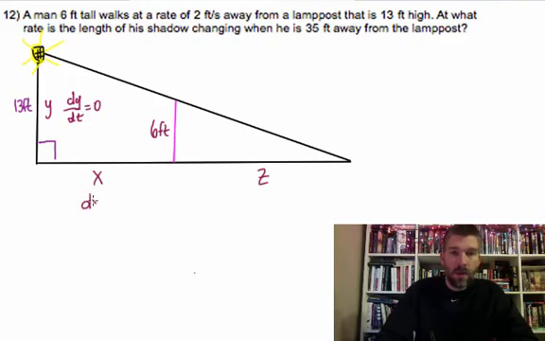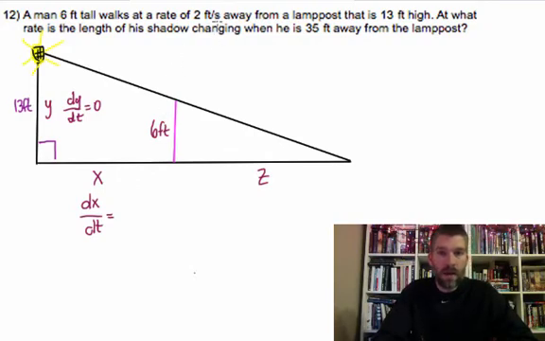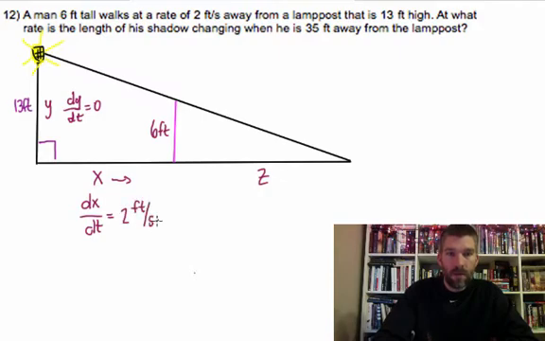dx/dt is how quickly we are moving away from the lamppost, and it told us that a man is walking at a rate of 2 feet per second away from a lamppost that is 13 feet high, which means that he's walking this direction. So that's going to be positive 2 feet per second away from the lamppost.